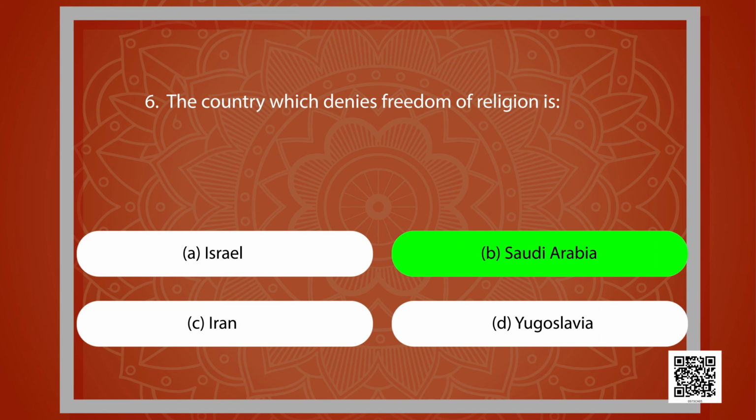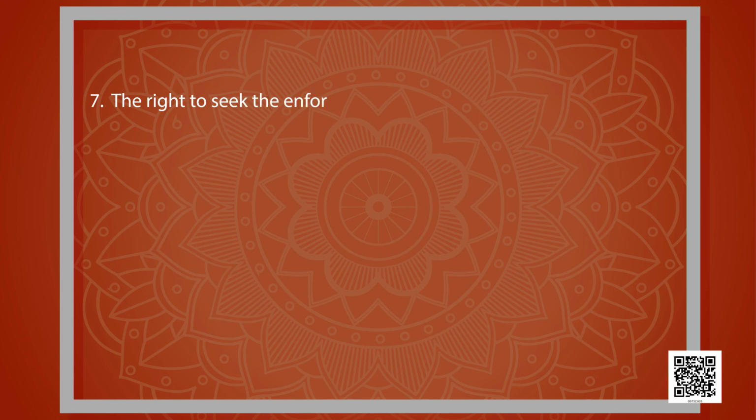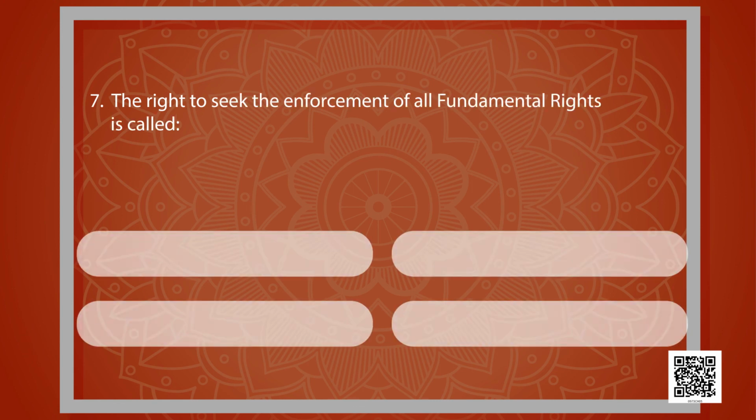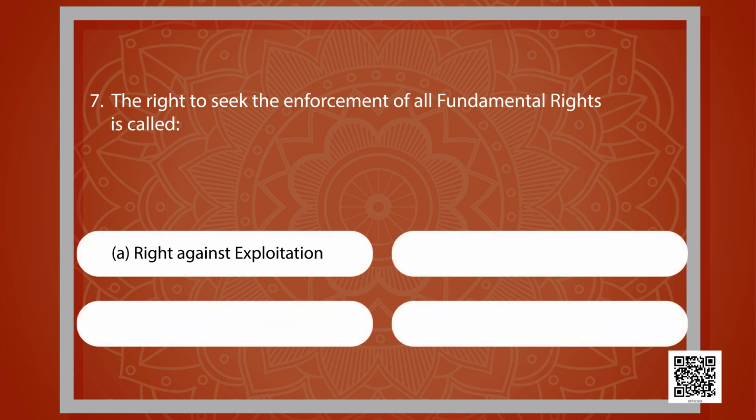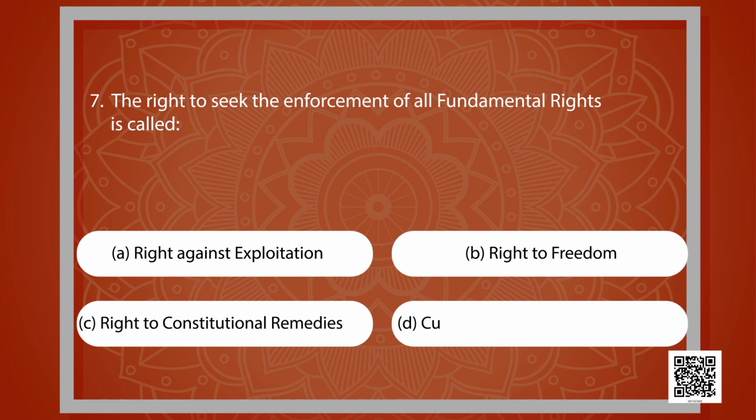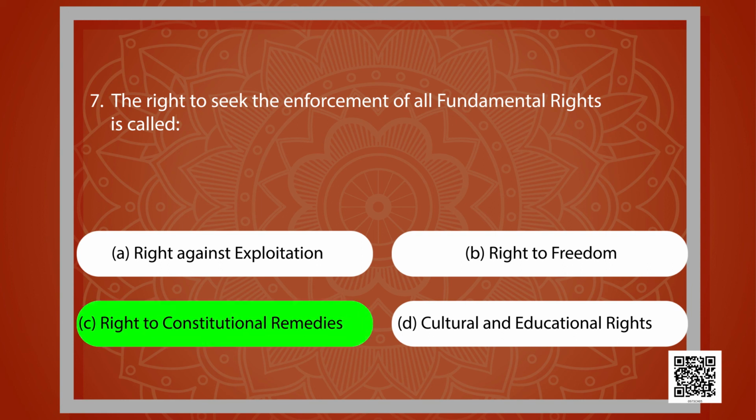Alright, so my last question is, the right to seek the enforcement of all fundamental rights is called right against exploitation, right to freedom, right to constitutional remedies or cultural and educational rights? This is option C, right to constitutional remedies.